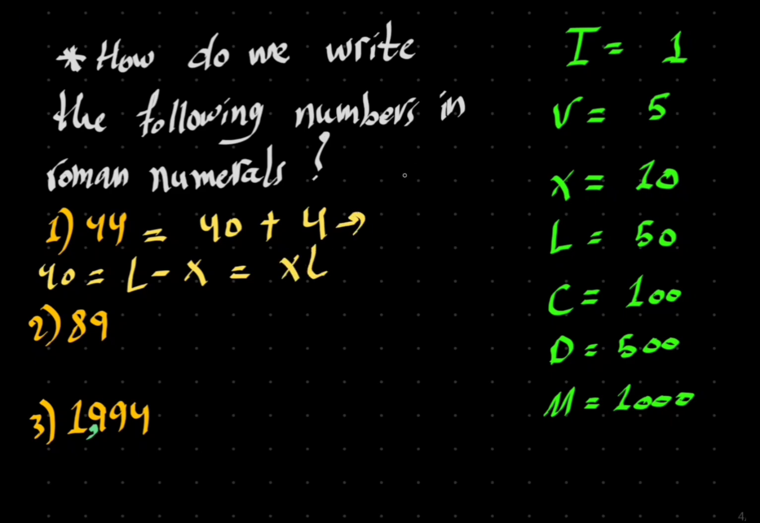And 4 equals V minus I, which is IV. Now how do we write it? XL, IV. Notice we put the tens first, then the ones.